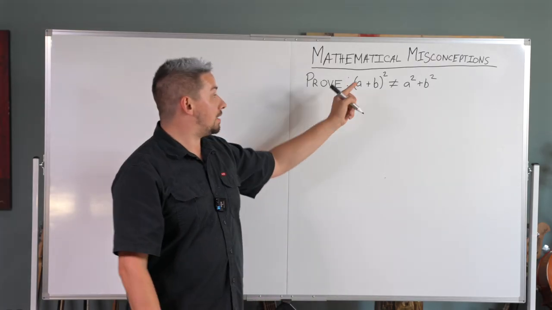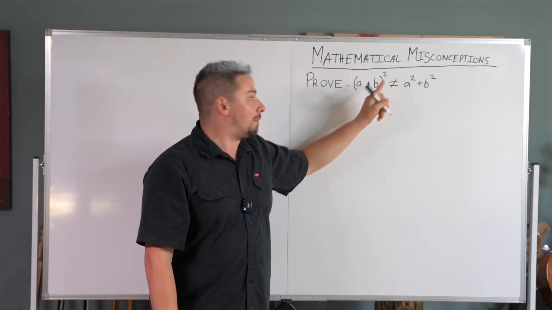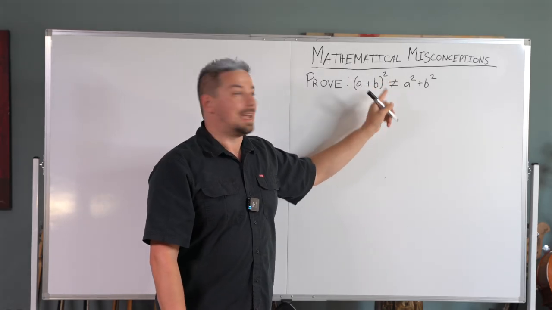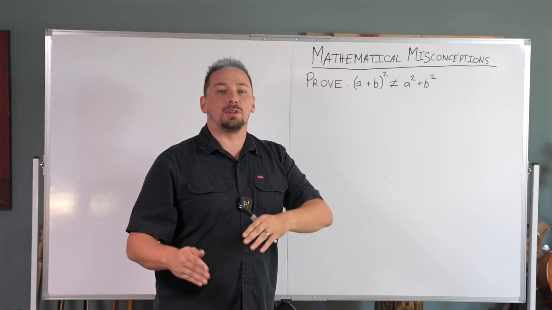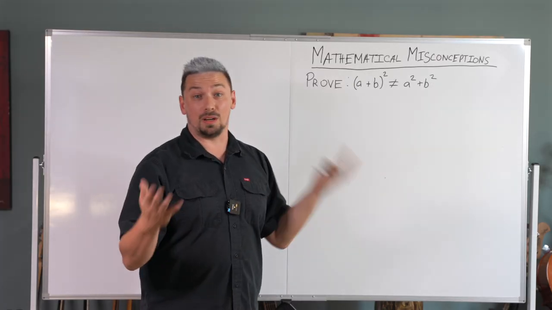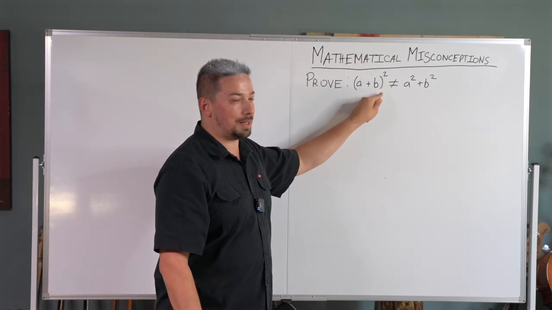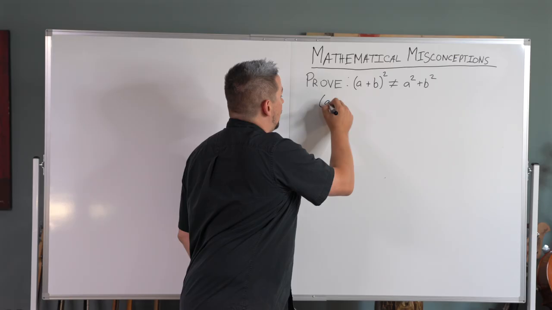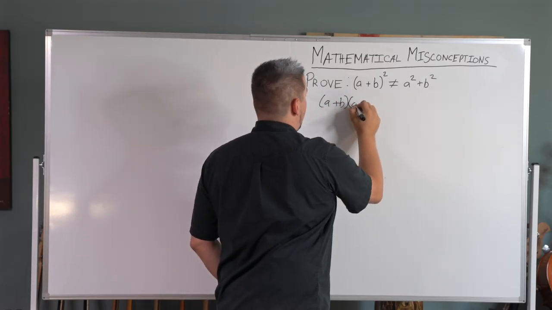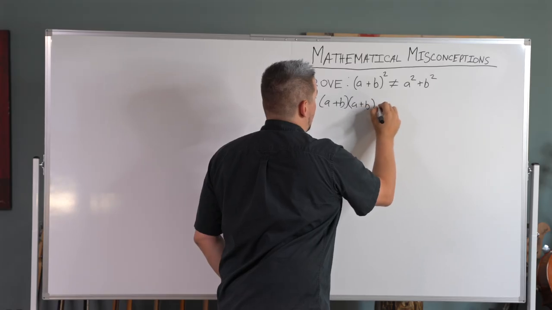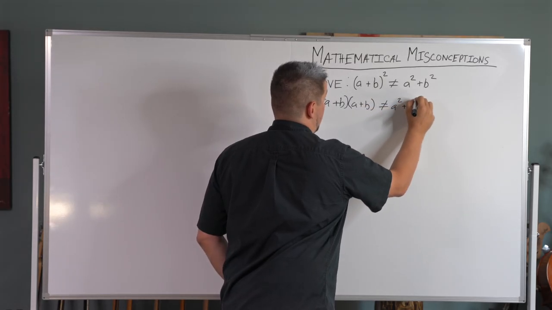The first thing that we're going to do is recognize that this square actually means something. It means that we take this quantity a plus b and multiply it by itself. In other words, you take that number and you multiply it by the same number. That is the definition of squaring at the end of the day. Let's go ahead and write this as multiplication. So we have a plus b times a plus b, which does not equal a squared plus b squared.